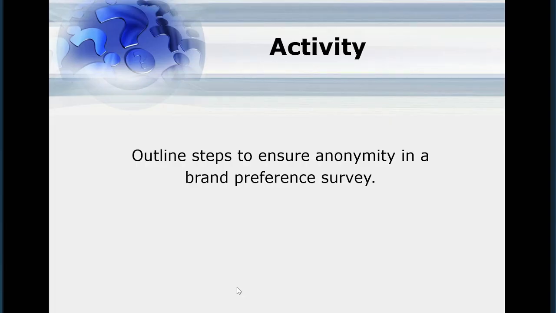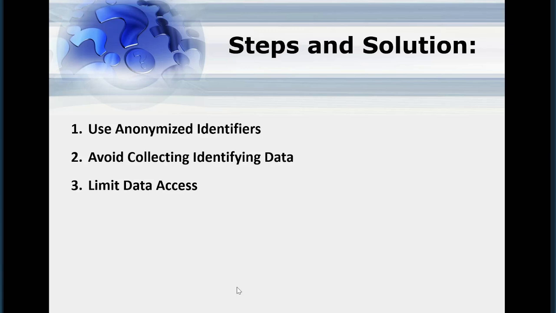Outline steps to ensure anonymity in a brand preference survey. You can use anonymized identifiers. Instead of names, you can assign codes like R001, R002, and so on. You can avoid collecting identifying data. You can exclude personal identifiers like email. You can limit data access. You can restrict data access to essential research personnel.